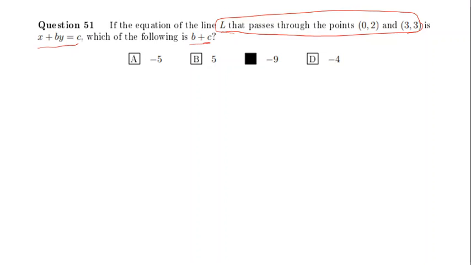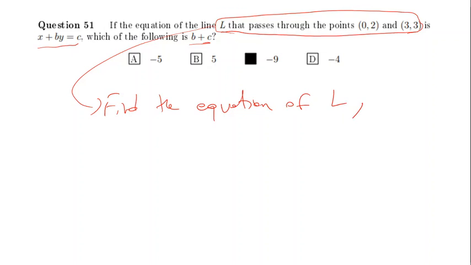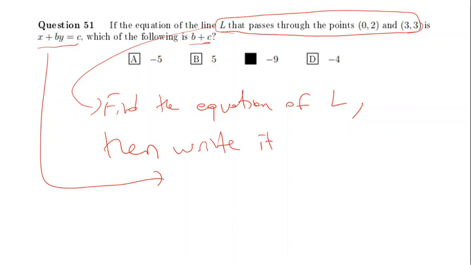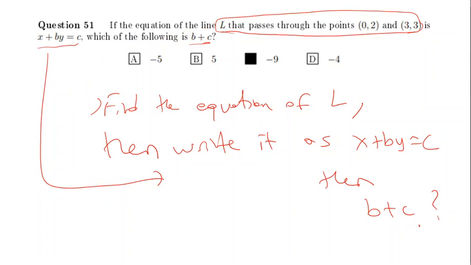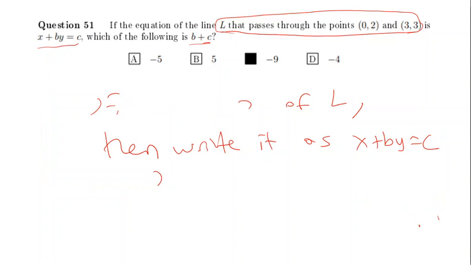So the first thing we have to do is find the equation of L. Then write it as x plus by equal to c, then find b plus c. Now this is the plan, because it's asking b plus c, so we have to find the equation and write it as x plus by equal to c. Now let's find the equation of the line.